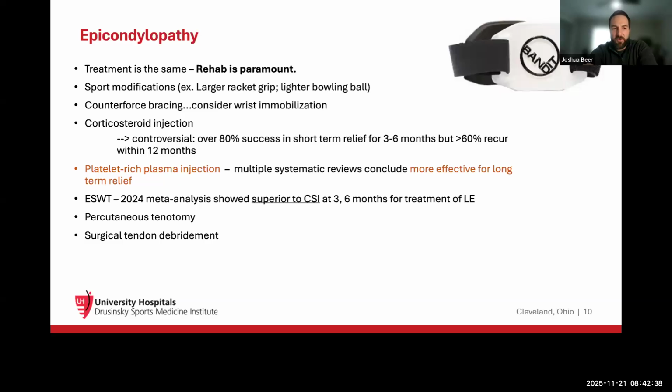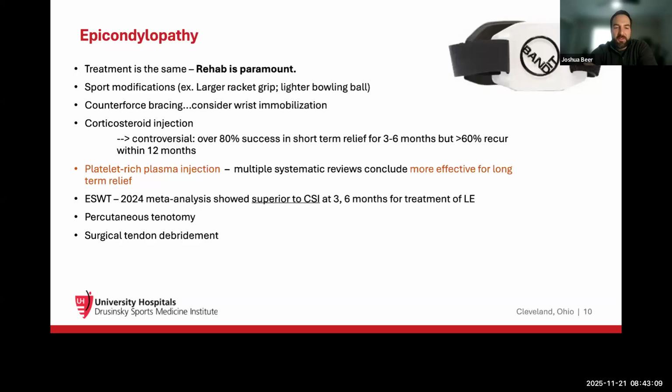As far as adjunctive treatments, corticosteroid, pretty controversial. If someone's coming in with more of an acute process and they've taken the oral NSAIDs or topical NSAID and they're not responding, I do offer patients this, and you just kind of counsel them that, hey, in the short term, this is going to give you relief, but there's a high likelihood that it's going to recur, about 60% within a year. And then I tell them, hey, this is not a site that we want to continue to inject steroid into.